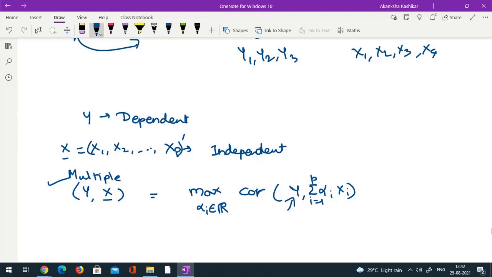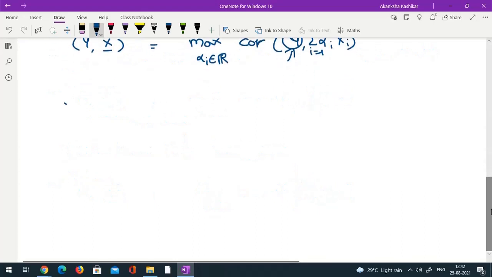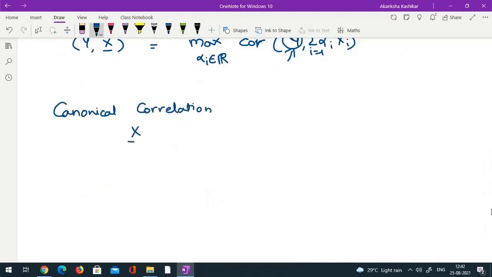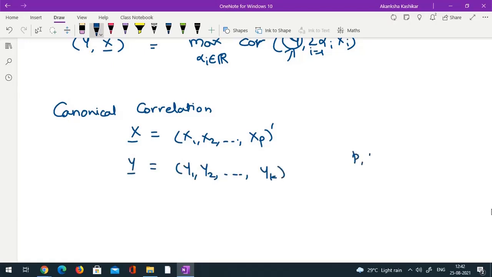Now we have to introduce multiple variables here also instead of one variable. Okay, that is where canonical correlation comes into picture. So canonical correlation will be between two vectors. So you have one vector, say x, which is x1, x2, up to xp, and you have another vector y, which is, say, y1, y2, up to yk. Okay, p need not be equal to k. p and k are any two natural numbers.